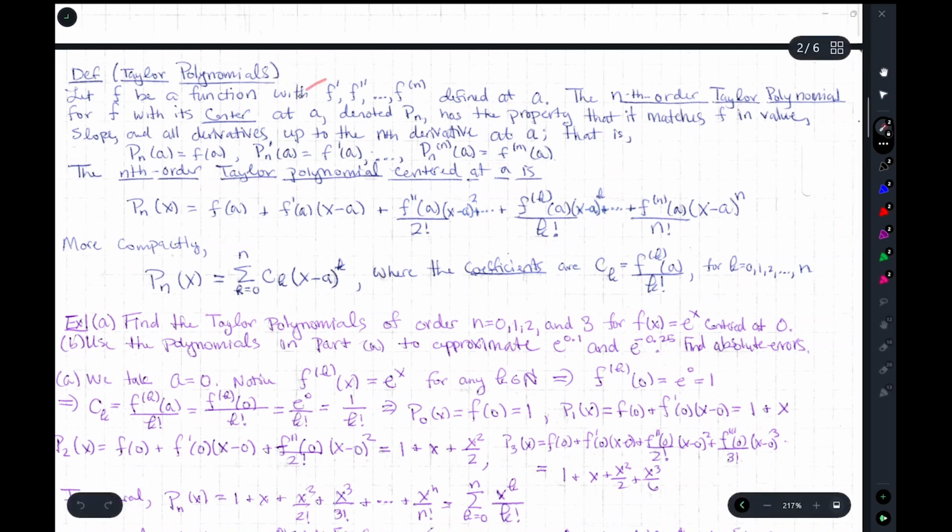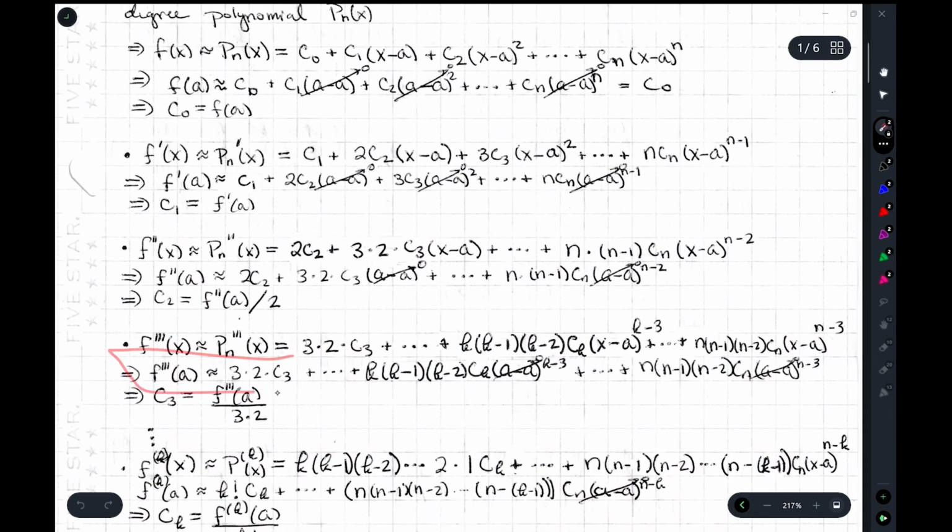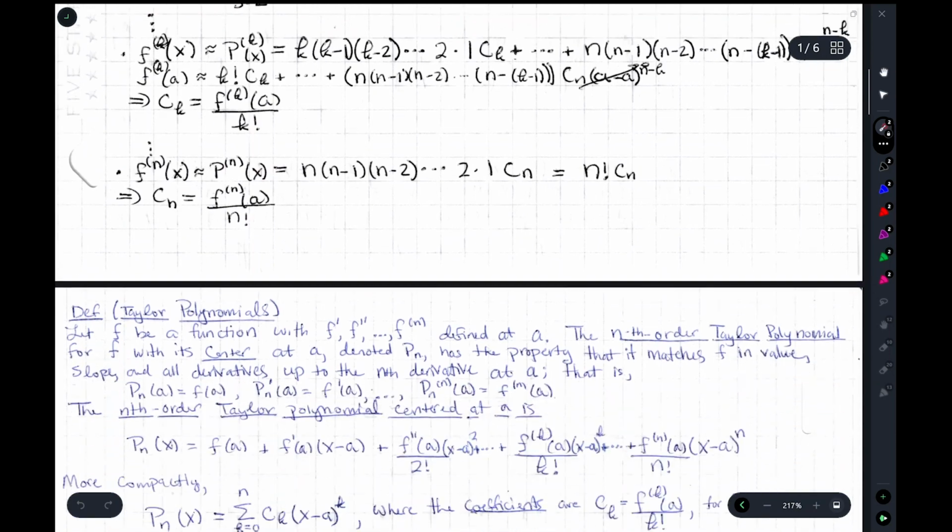Let f be a function with these derivatives all the way to the nth derivative defined at a. The nth order Taylor polynomial for f with its center at a, denoted p sub n, has the property that it matches f in value, slope, and all derivatives up to the nth derivative at a. That is, we get these matching conditions here. That's how we found the coefficients, by using these matching conditions. We used it, for example, over here. This was the matching condition once these other terms were 0, and we got c_3 to respect that matching condition.